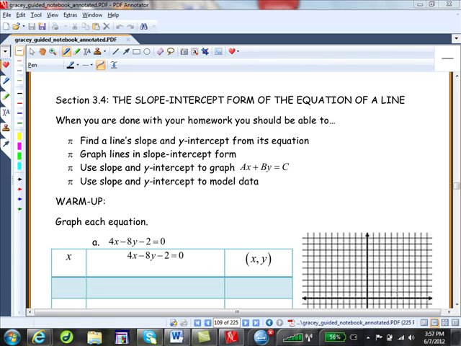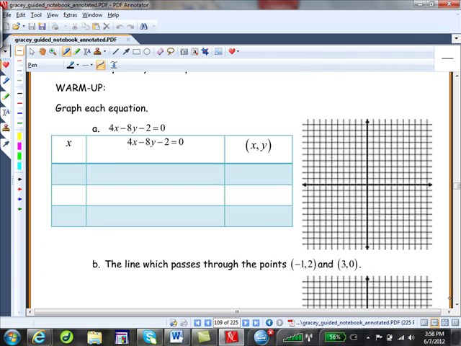So here we go. Why don't you go ahead and pause the movie and do your warm-ups. On your mark, get set, go! All right, we're back again. Let's see how you did on the warm-up.